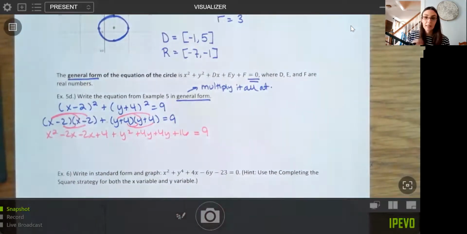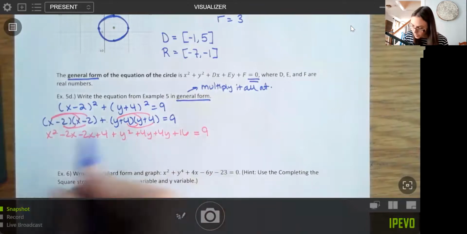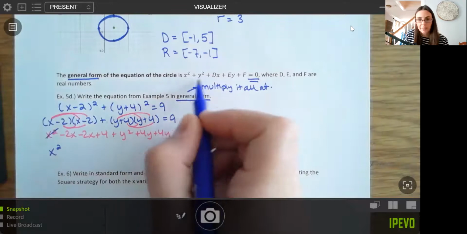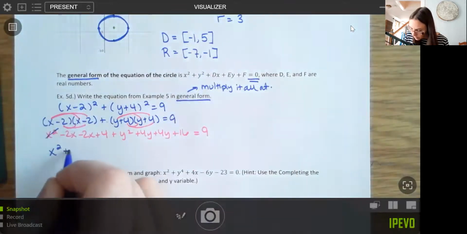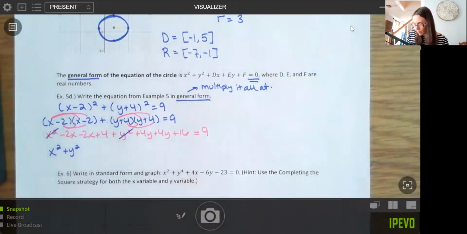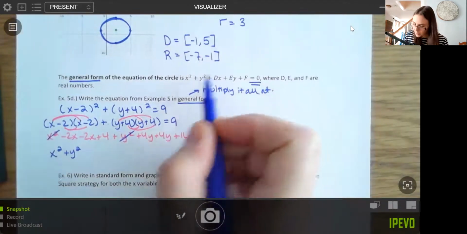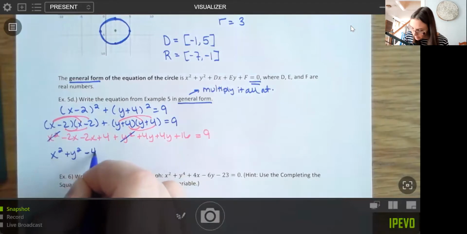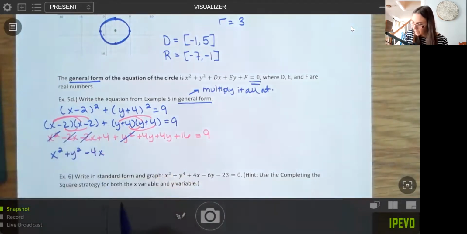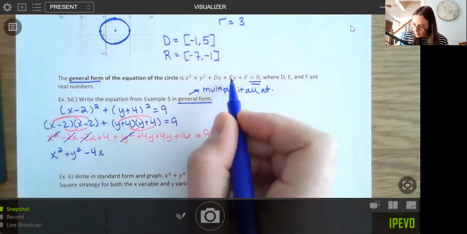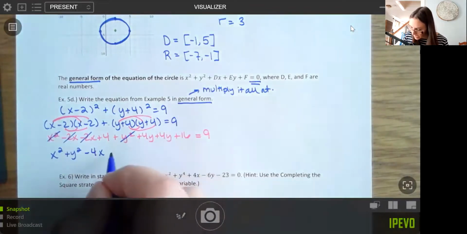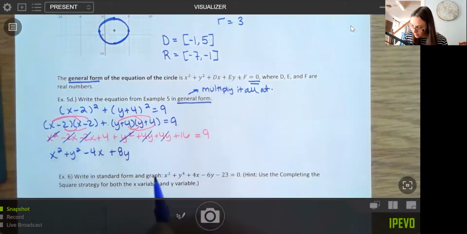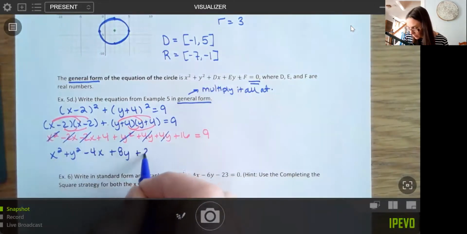And now I'm just going to go ahead and clean it up. So I have an x squared. That's done. I'm just going in order here. y squared would be next. That's done. Now I want my x terms. So let's see. I have a minus 2x and a minus 2x, which is minus 4x. Next, I want my y terms. So I have 4y and 4y, which is 8y. Then I want my numbers. So I have a 4 and a 16, which is 20.